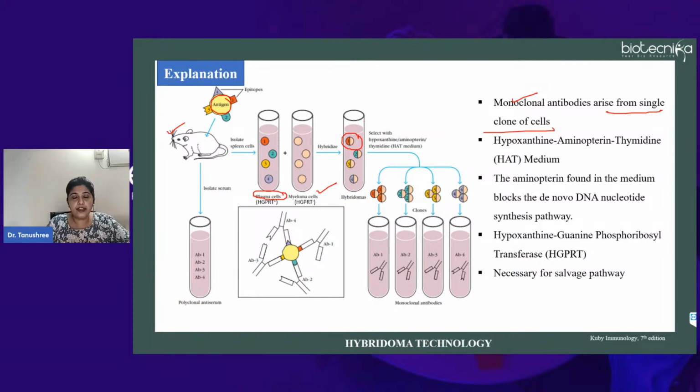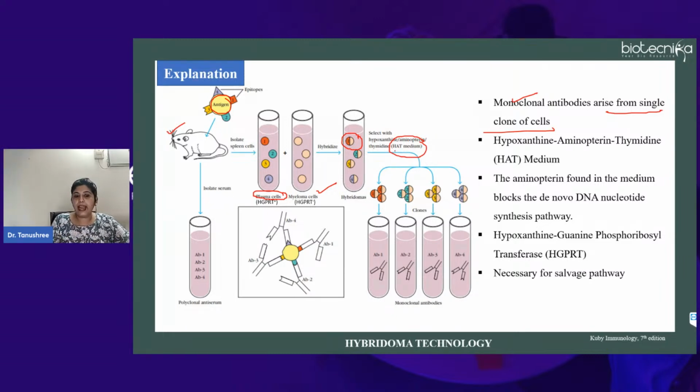Now you want to check whether your hybrid cells, like finally what you get, should be hybridomas. But maybe some of the cells don't fuse. So you will be having a mixture of plasma cells, myeloma cells, and hybridomas. So for that we have to perform the selection so that we can separate the hybridomas from the rest of the cells, plasma cells and myeloma cells which are unfused.